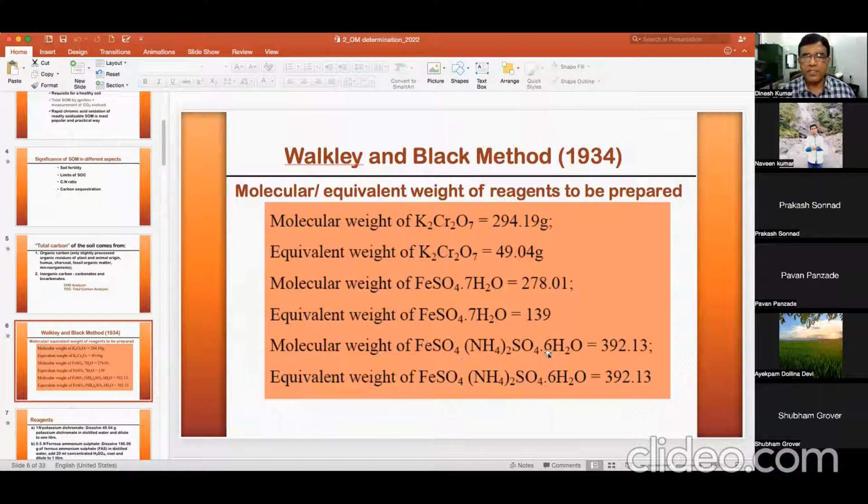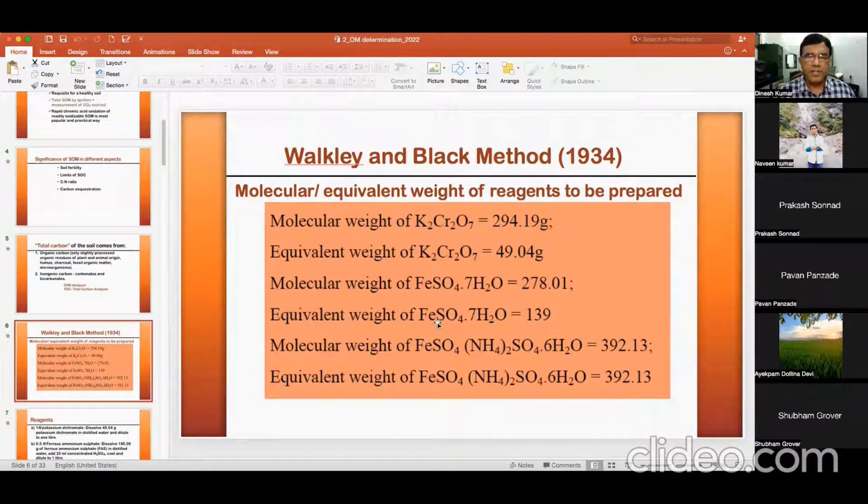Ferrous ammonium sulfate 6H2O, so it is a hexahydrate. Ferrous sulfate, FeSO4 7H2O, is a heptahydrate. Ferrous ammonium sulfate is actually ferrous sulfate and ammonium sulfate, so all are one compound, FeSO4 ammonium sulfate 6H2O. The molecular weight is 392.13 and the equivalent weight is 392.13.